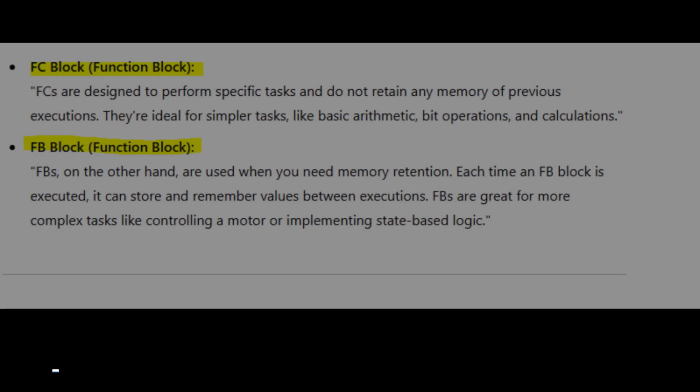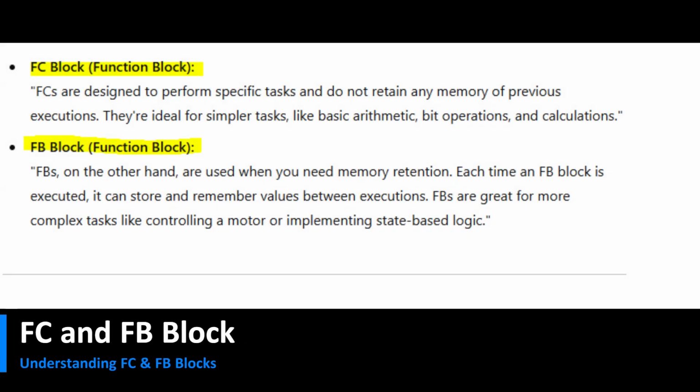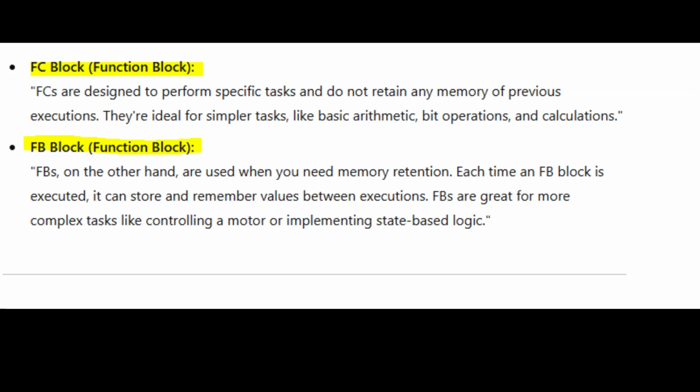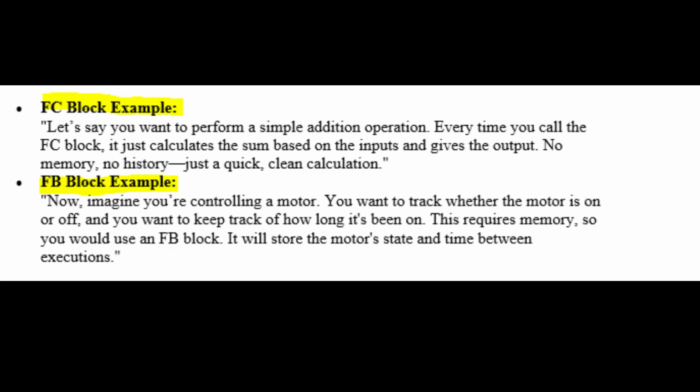Why would we use FC and FB block? Let's simplify it with an example. Let's say you want to perform a simple addition operation. Every time you call the FC block, it just calculates and gives the output. No memory, no history, just a quick, clean calculation. For FB, now, imagine you are controlling a motor. You want to track whether the motor is on or off, and you want to keep track of how long it's been on. This requires memory, so you would use an FB block. It will store the motor's state and time between executions.